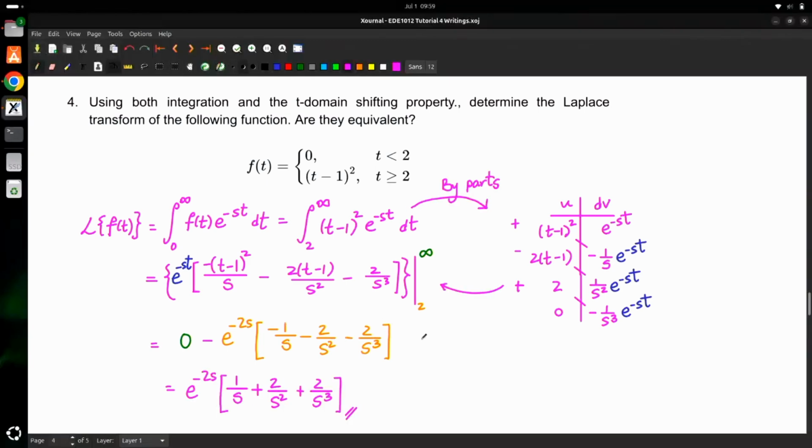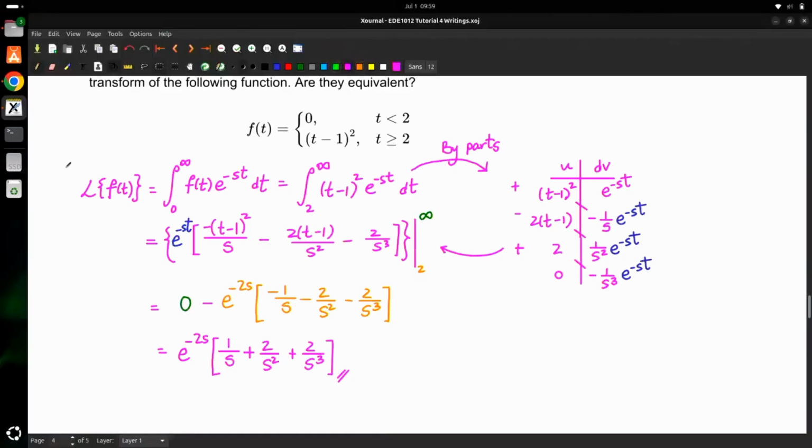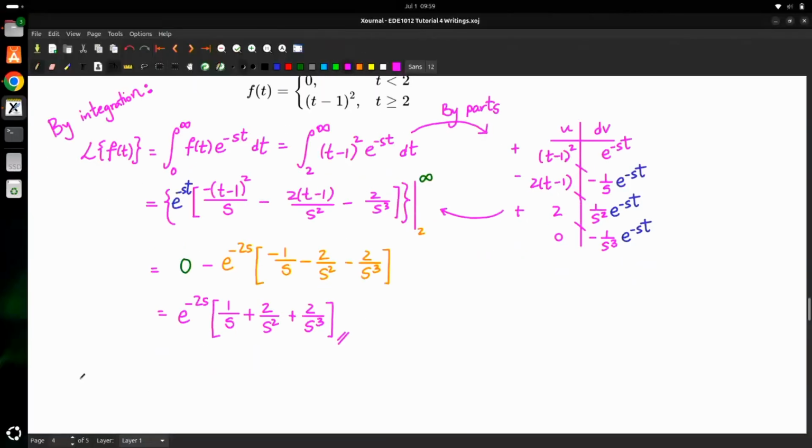So now you use the t domain shifting property, which will be the unit step definition. So this first part is by integration, and the next part will be by t domain shifting. By t shifting, you have to rewrite the f of t into the unit step function. So clearly it will be just t minus 1 square times unit step of t minus 2. That's it, because you only turn on this function at t equals 2. The 0 no need to write.